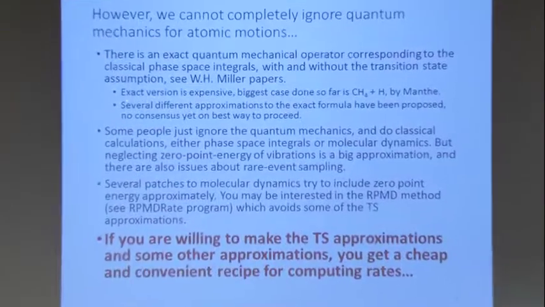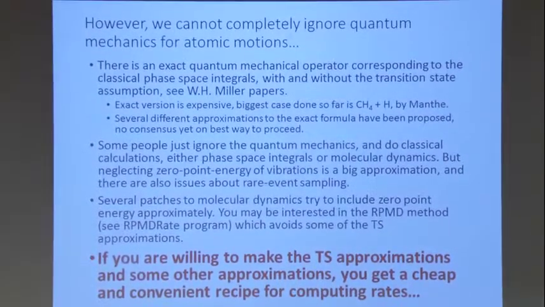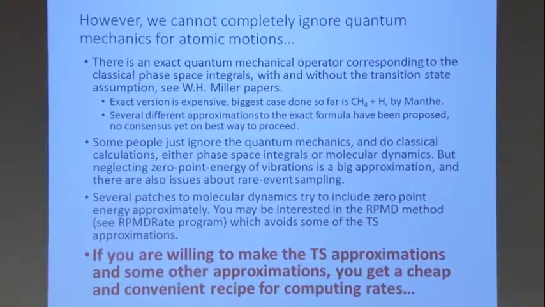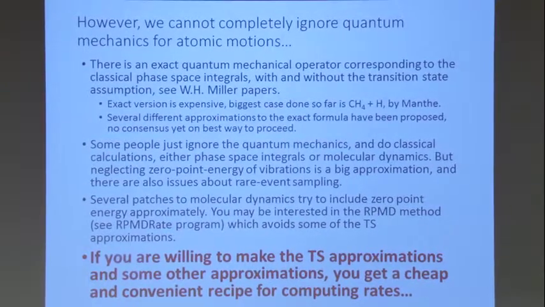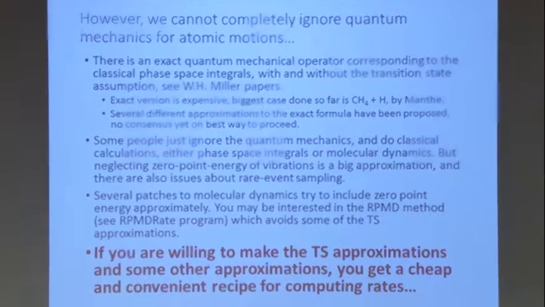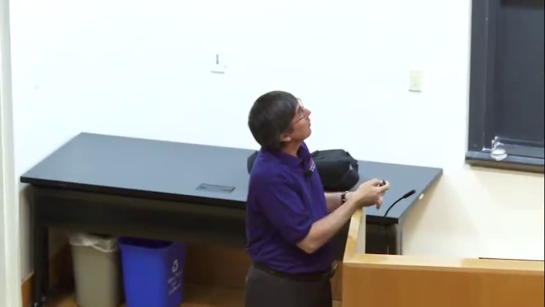He wrote down the exact version, which gives the exact quantum mechanical operator for a rate. It's a lot better than doing the full quantum scattering, but still it's really expensive. And this is actually the method that was used for the 5-atom system. A guy named Manthe did it.